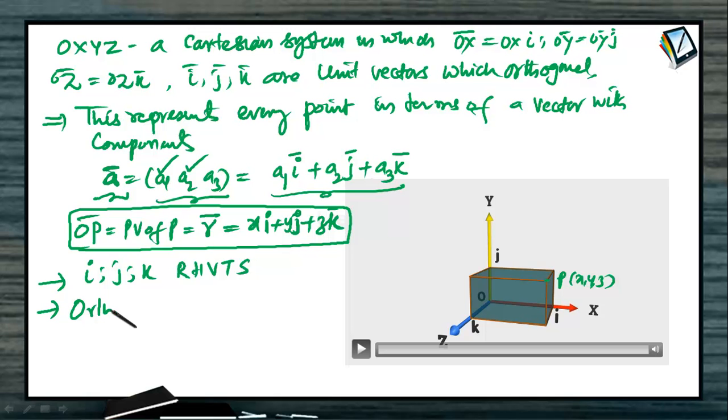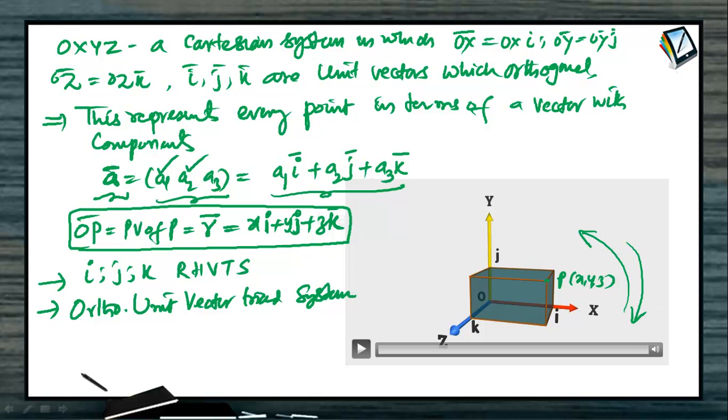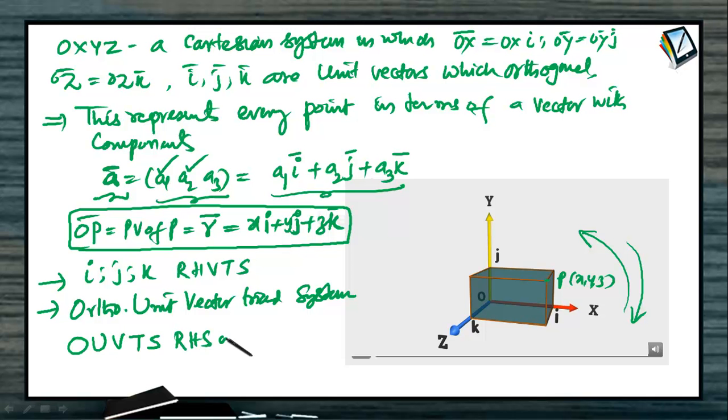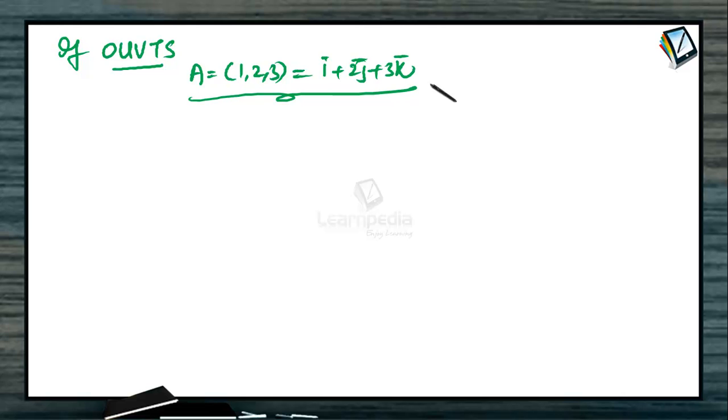We can simply say it is an orthogonal unit vector triad system, right-handed or left-handed according to the direction of their rotation, that is clockwise or anti-clockwise. In this, every vector is defined in terms of i, j and k. For example, if an orthogonal unit vector triad system is taken, in which we have a vector A equals 1, 2, 3 in Cartesian form, that is 1 into i plus 2 into j plus 3 into k. This is the representation of a vector in the orthogonal unit vector triad system.